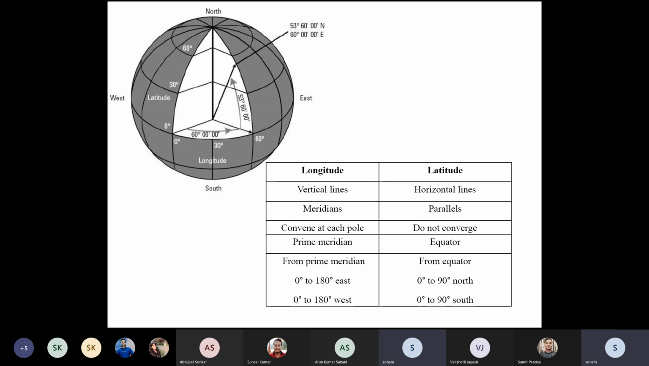Get it? Now coming to the second, latitude. What is latitude? Again, you can see on the screen. Try to think about the definition of latitude by yourself, because I have not given you the definition of latitude. But since you have covered longitude, you have seen the description of longitude. Try to define latitude. The angle and the other things are given on the screen. The latitude is 53 degrees, 60 minutes, 0 seconds.